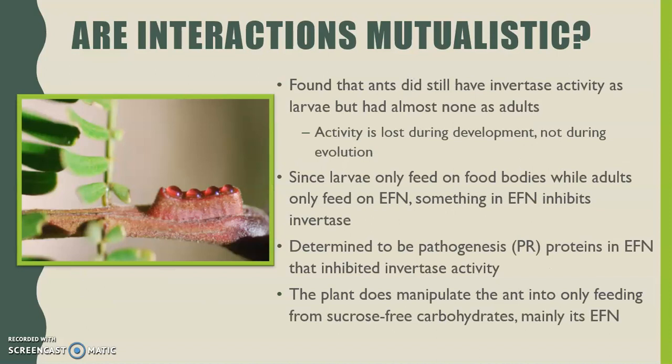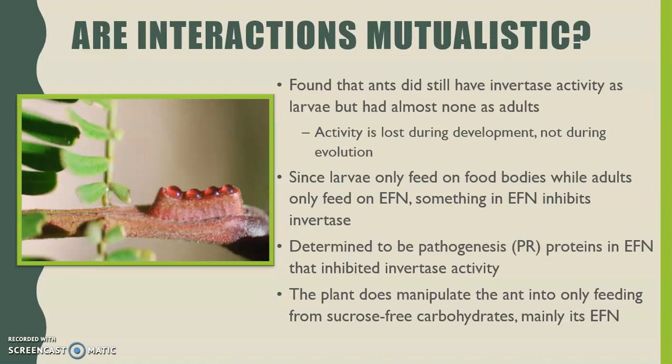They found that ants did still have invertase activity as larvae, but had almost none as adults. From that, they inferred that the activity of the enzyme is lost during development, not during evolution. So they thought that since larvae of the ants only feed on food bodies, while adults mainly feed on the nectar, something in the nectar must be inhibiting the invertase activity. It was determined to be pathogenesis-related proteins, PR proteins, which are produced by the plant in the event of a pathogen attack, that were in this nectar and inhibited the invertase activity.